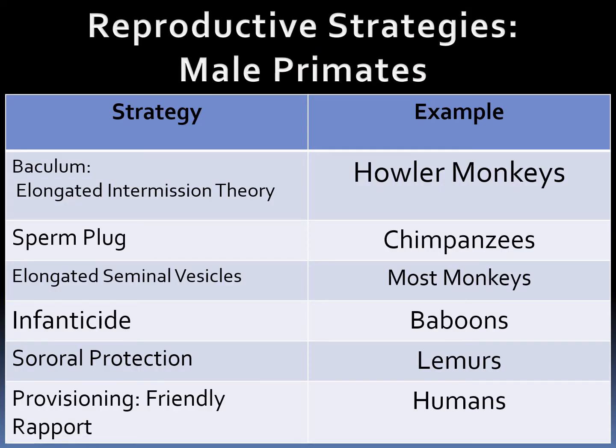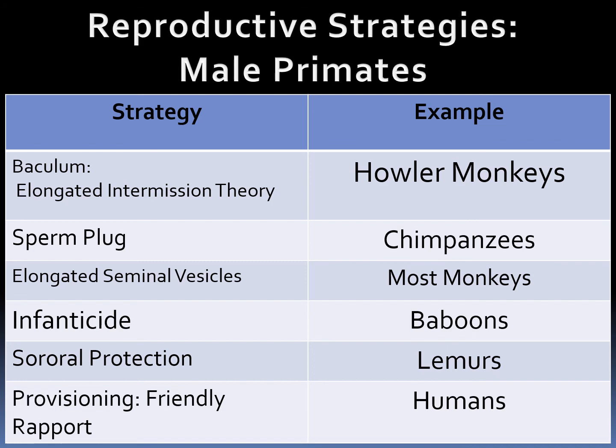So there are reproductive strategies, and they will vary between sexes, right? For male strategies, if we look at howler monkeys, they use baculum. There's an elongated intromission theory, which says that baculum length will help them in terms of reproductive advantage, and baculum is the name of a bone that is inside of the male penis. You have a sperm plug in chimpanzees. Essentially, chimpanzees will excrete sperm on the outside of the female reproductive organ and wait for it to dry, so that in essence it plugs the vagina so that other males can't come and copulate with her.